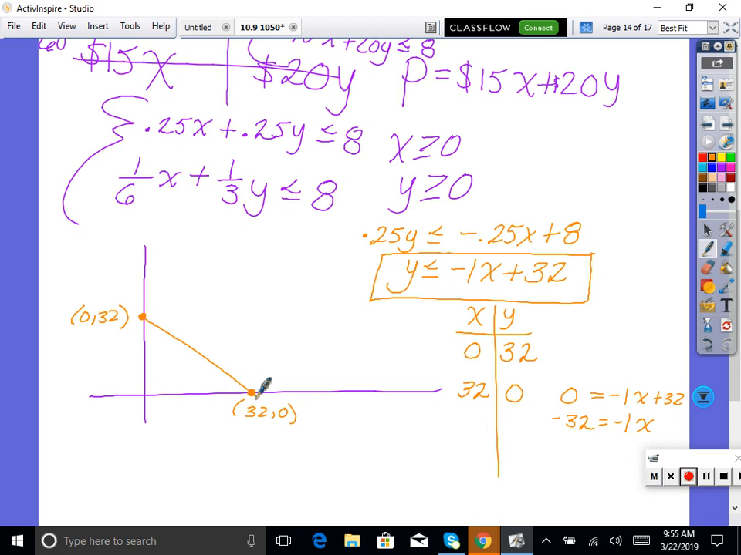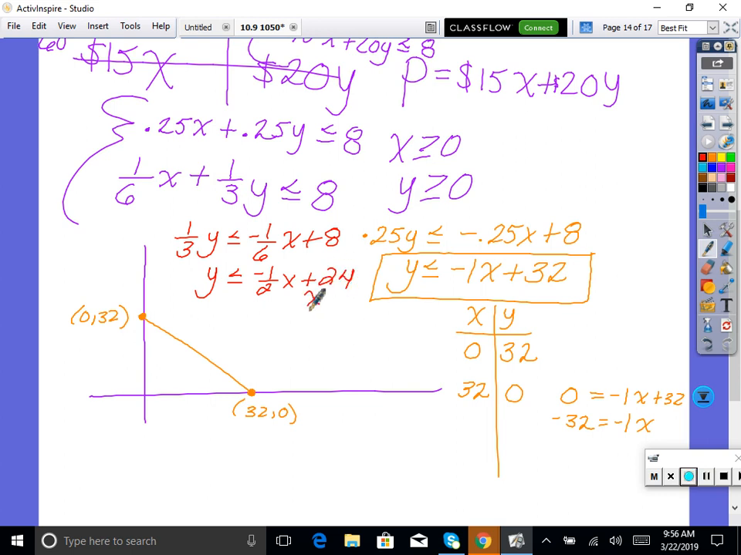Now I'm going to connect those together. Moving on to the next equation. So that was pretty easy, right? Then we'll go to the next one, get it into y equals mx plus b form. So I'd subtract a 6. So I have 1/3 y is less than or equal to negative 1/6 x plus 8. So then I times by 3, and I get y values less than or equal to, and I get negative 1/2 x. And then I get plus 24.